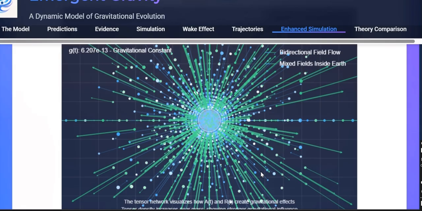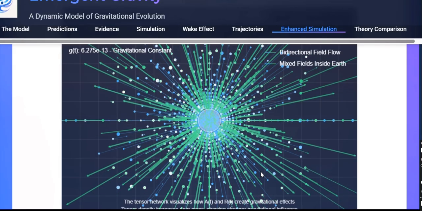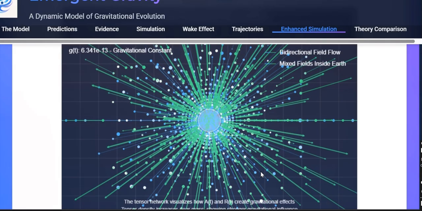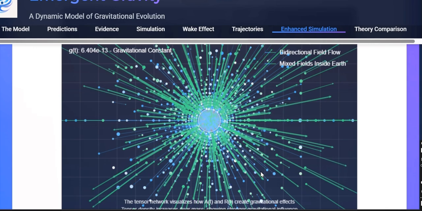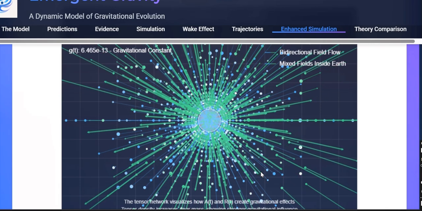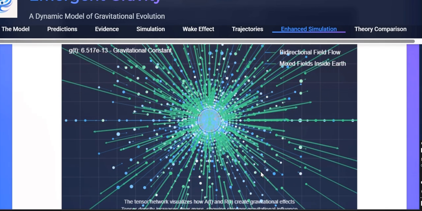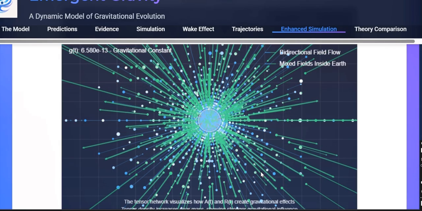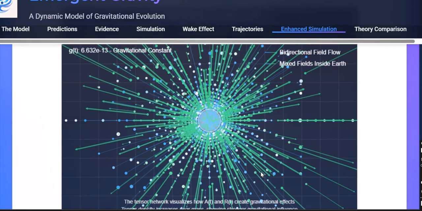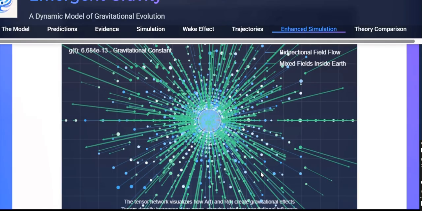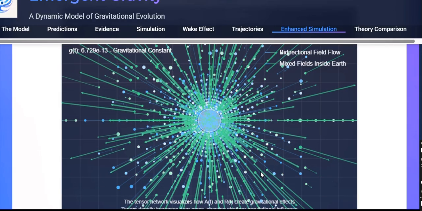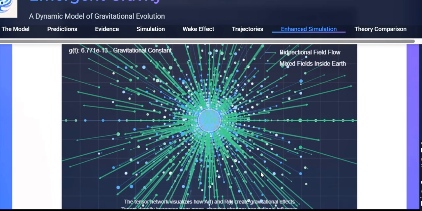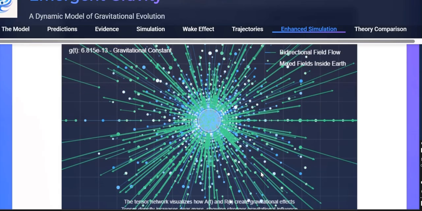The simulation speed slider lets us adjust how quickly the animation runs. The density sliders control both the overall network density and the concentration near Earth. The display options let us show or hide different field components. These controls allow us to focus on specific aspects of the theory and better understand how the different components interact.